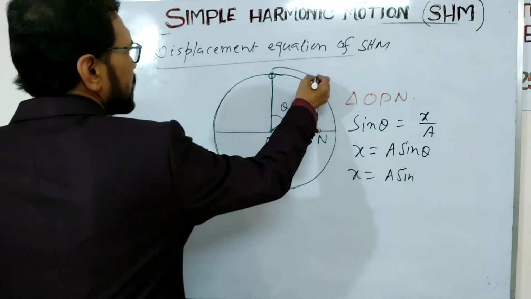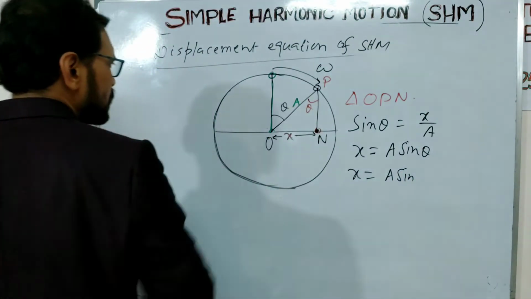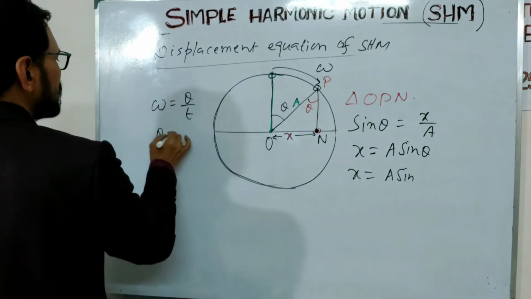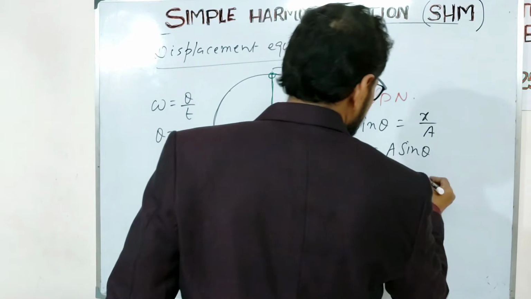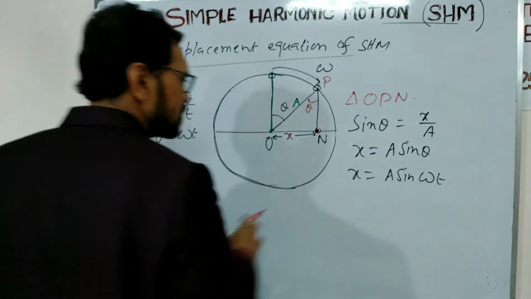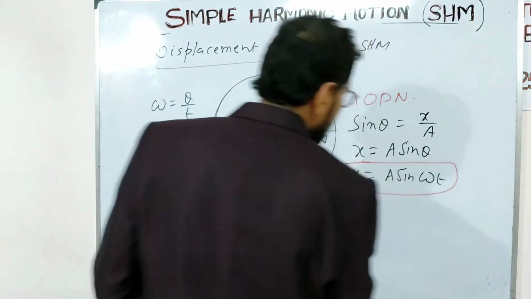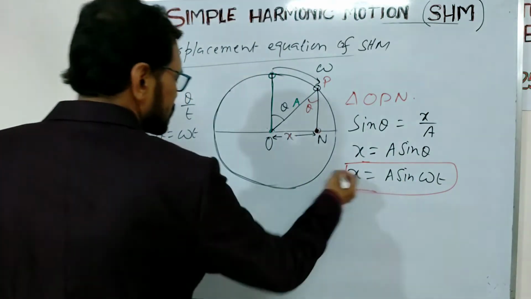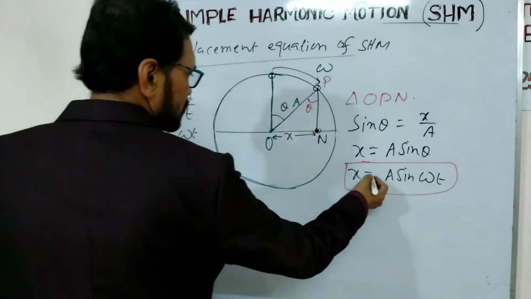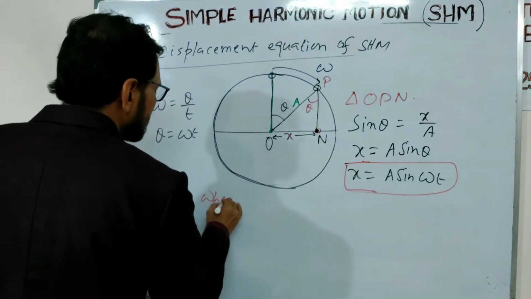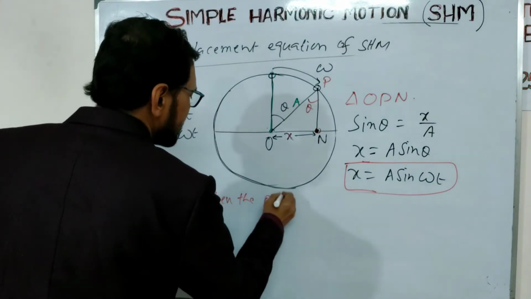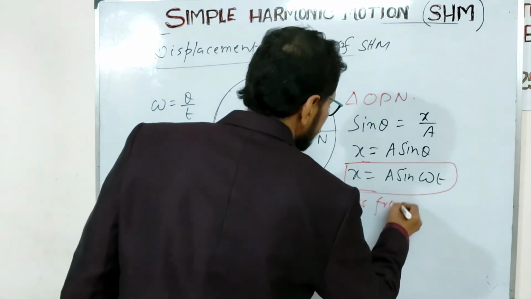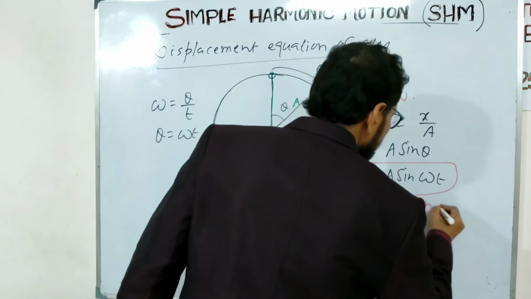Now if the particle rotates with angular velocity omega, we know that omega equals theta by t. So theta equals omega t, and we put here omega t. So this is the equation of SHM, the displacement equation of SHM. Now this equation we write when the particle starts from the mean position.